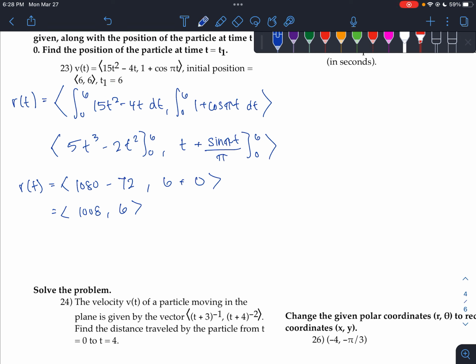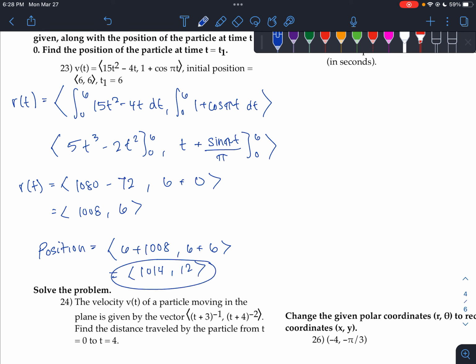And so the new position is going to be equal to, well, the initial position at the x was 6. So 6 plus 1008. And then 6 plus 6, which is the position of y. So the new position is going to be 1014, and then 12. Okay, so I think that's it right there.